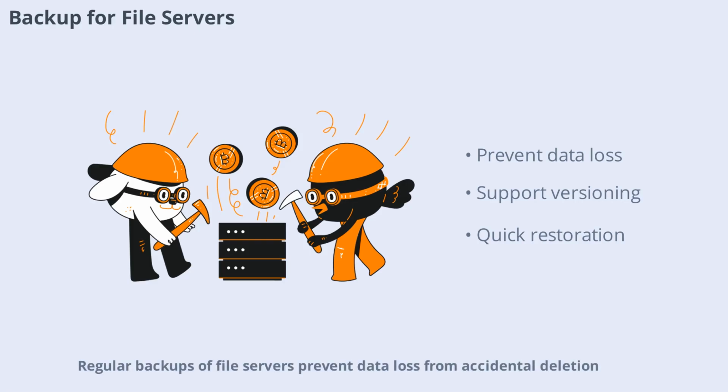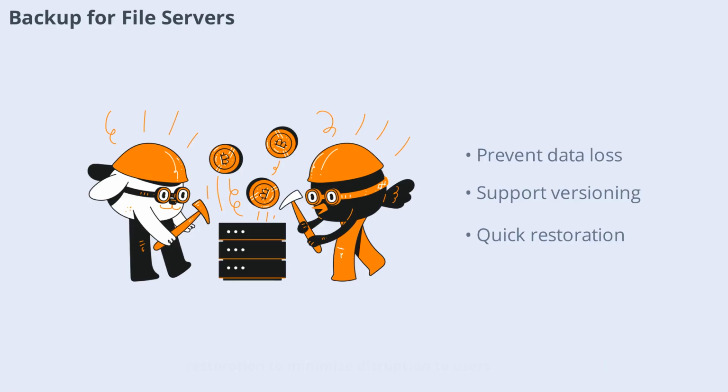File servers store shared documents and resources for teams. Regular backups of file servers prevent data loss from accidental deletion, corruption, or hardware failure. Solutions should support versioning and quick restoration to minimize disruption to users.